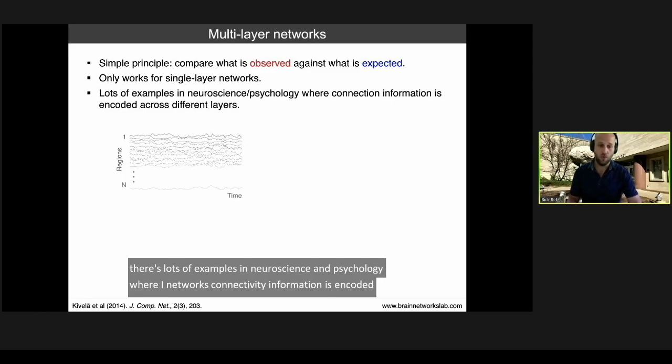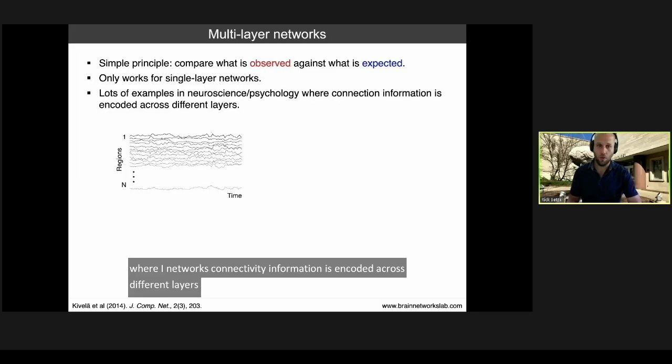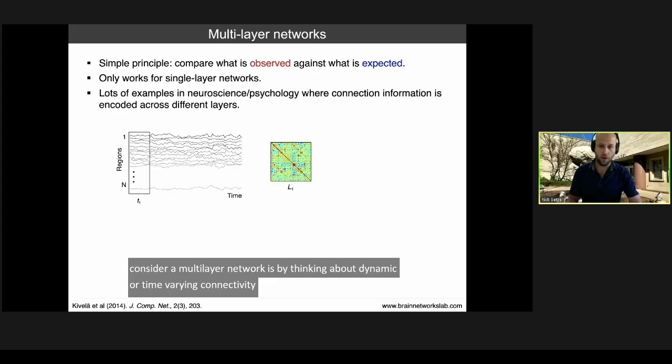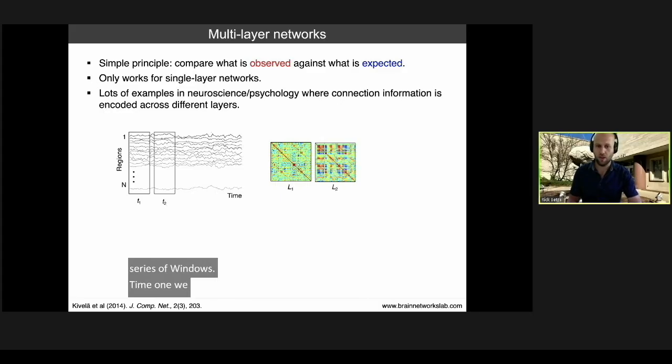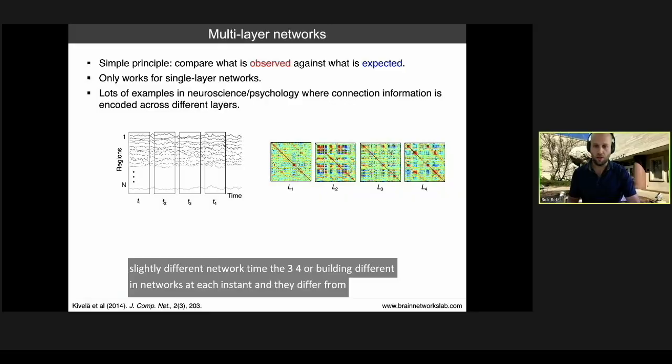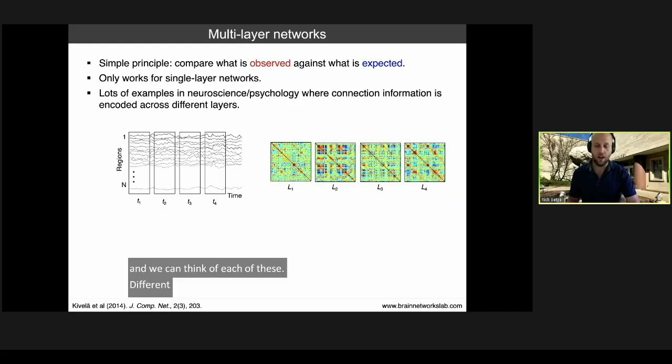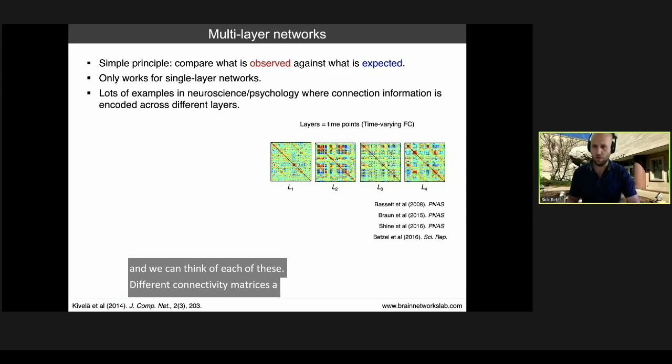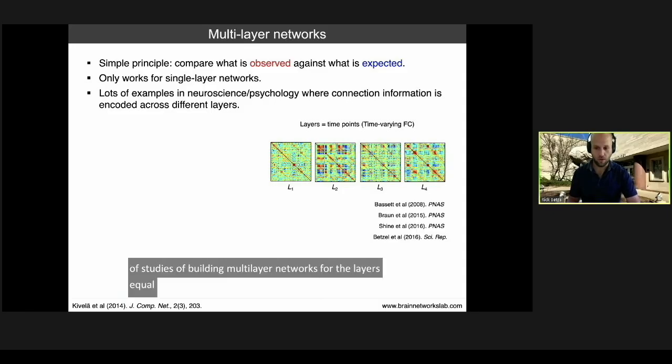But there's lots of examples in neuroscience and psychology where a network's connectivity information is encoded across different layers, right? So one common way that we can consider a multi-layer network is by thinking about dynamic or time-varying connectivity. If we define a series of windows, at time 1 we can build a network. Time 2, we have a slightly different network. Time 3, 4, we're building different networks at each instant, and they differ from one another. And you can think of each of these different connectivity matrices as a layer of sorts. There's lots of studies that have built multi-layer networks where the layers equal networks estimated at different points in time.